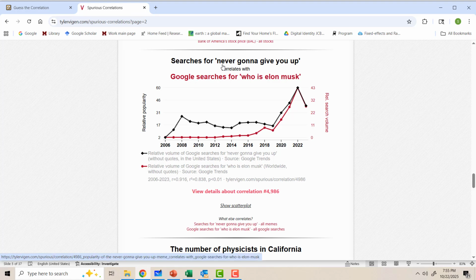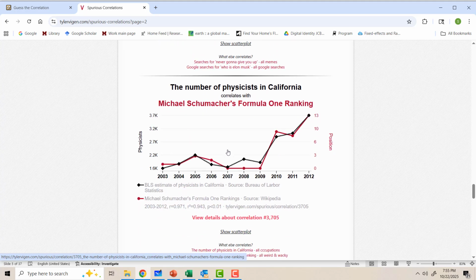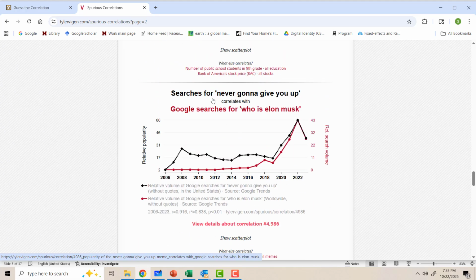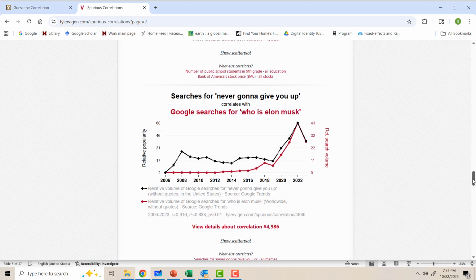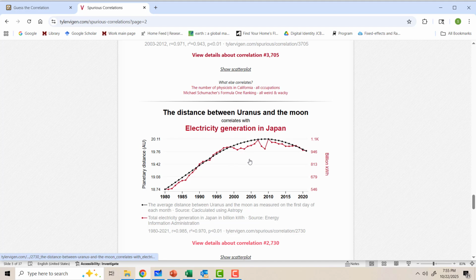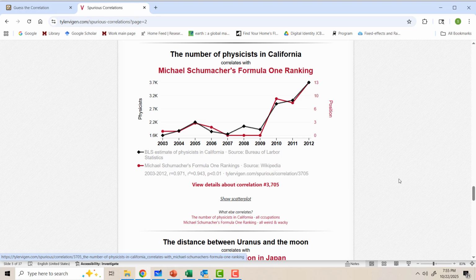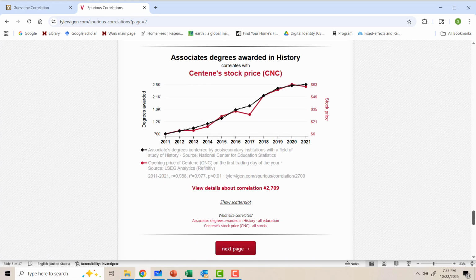And here we go, another one. Searches for Never Gonna Give You Up, Rick Astley, with Who is Elon Musk. So the idea is if you have a lot of data, with searches like this you've got almost infinite possibilities. You can basically data mine until you get high correlations. So it's almost a combination of spurious correlation with this kind of type 1 error. If you do enough combinations, you're going to get some significant correlations here.